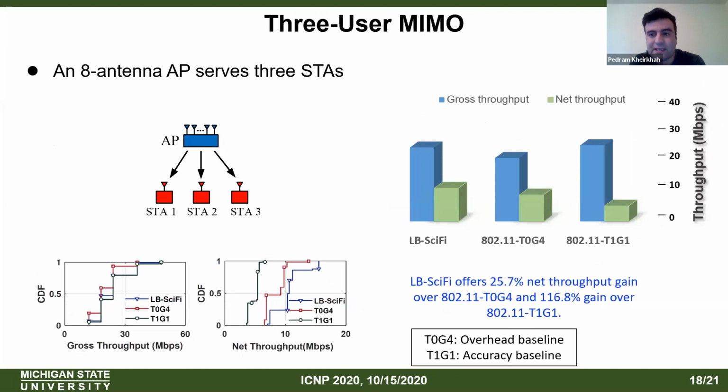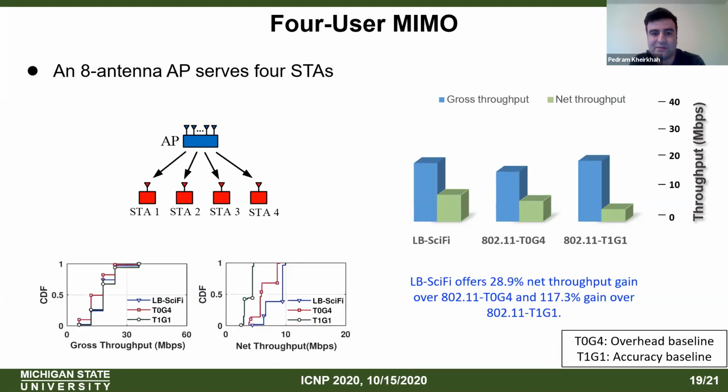We extended our experiments to a more generic case of 3-user MIMO, when an 8-antenna AP serves 3 stations, and once again you can see that LB-SciFi shows a great gain. We repeated the same experiment for the 4-user case, and again, LB-SciFi offers 28% gain over T0G4 and more than 100% gain over T1G1.